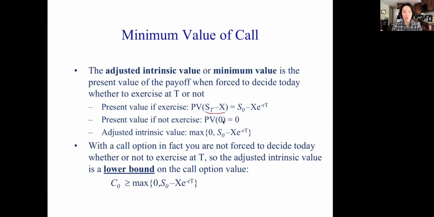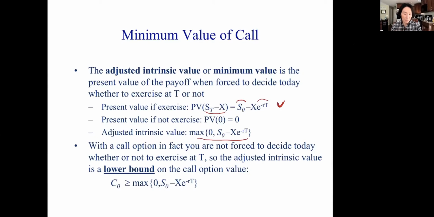What is the present value of that? The present value of the future stock price is simply the current price, which is S0, and the strike price, you just discount it using the discount rate. Here we're using the continuous time discounting, okay? Continuous compounded rate for the discounting, okay? And then we define the adjusted intrinsic value as the maximum between 0 and this quantity here, okay?